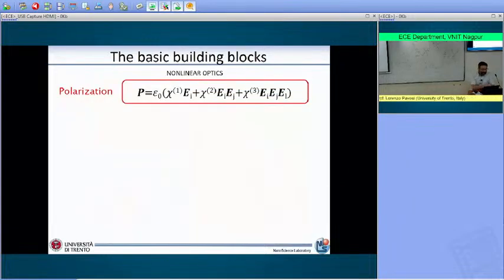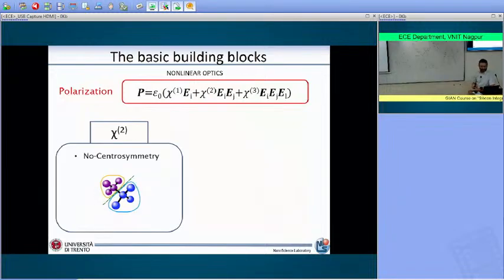The phenomenon that we are exploiting is nonlinear optics. I have already briefly introduced nonlinear optics yesterday, and the effect is associated with the fact that the polarization vector scales not only linearly with the electric field, but with the square or the cube. Those factors are called the first order, the second order, the third order, and K1, K2, K3 are the susceptibility of first order, second order, third order.